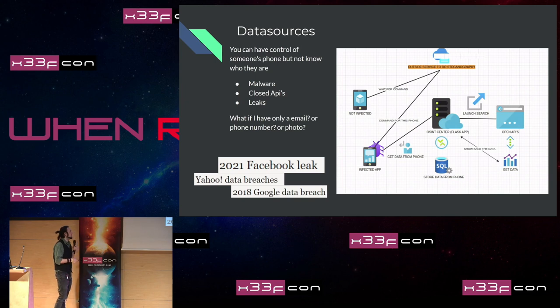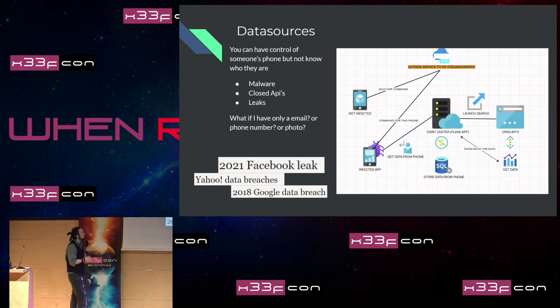Here we can see that we have a lot of leaks in the last years. For example, in 2021, there was a Facebook leak which you can use to, for example, get the phone number of someone if you have only his name, or if you have his email, you can have, for example, his password from a Yahoo data breach, or if you have his email, you have the data breach from Google, you can have everything from him.